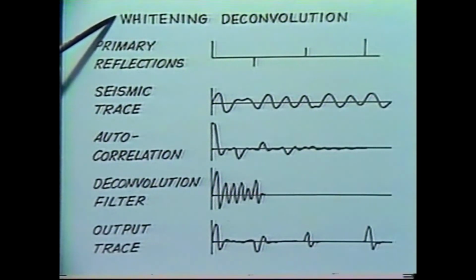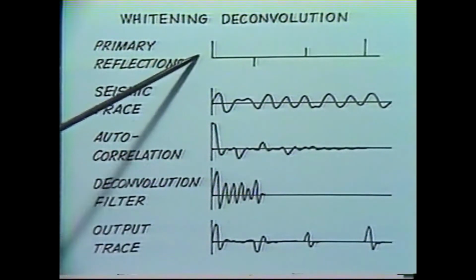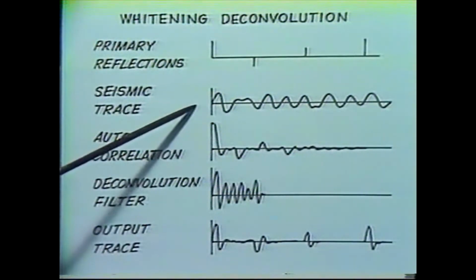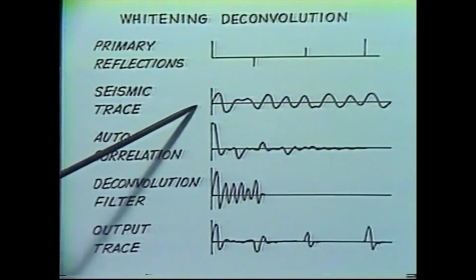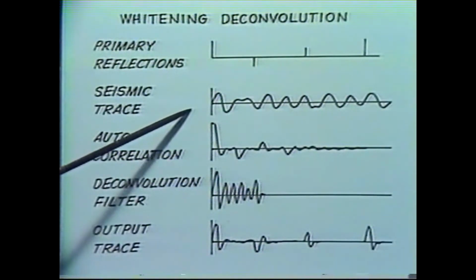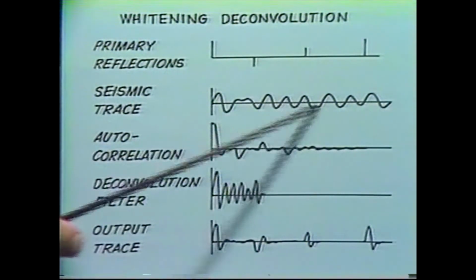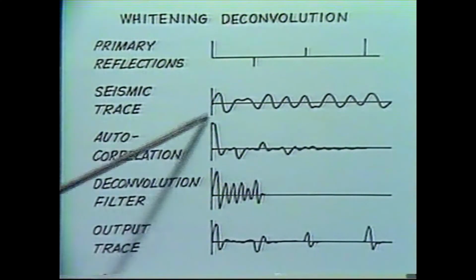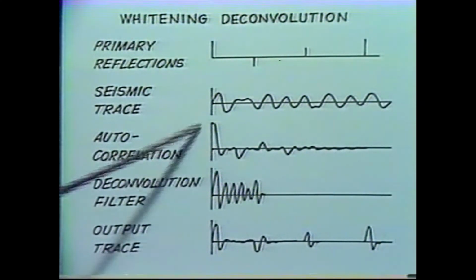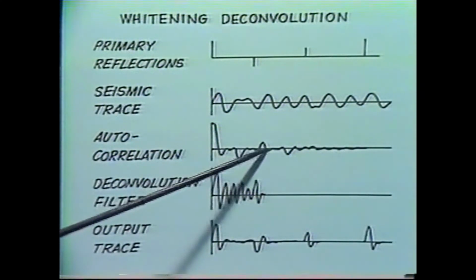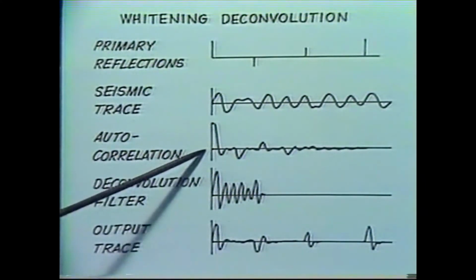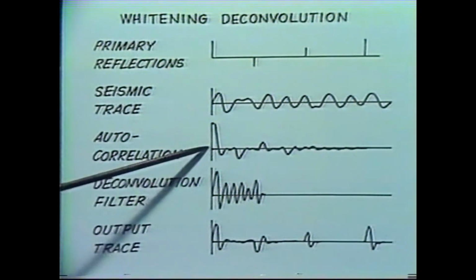Just to illustrate whitening deconvolution as applied to a trace, think of this series of primary reflectors corresponding to the Earth's reflectivity that's been convolved with a distorted seismic pulse that includes some reverberations. As illustrated here, if we take the autocorrelation of this trace or trace segment, then the reverberation series shows up. Also contained in this autocorrelation is the shape of this distorted pulse.